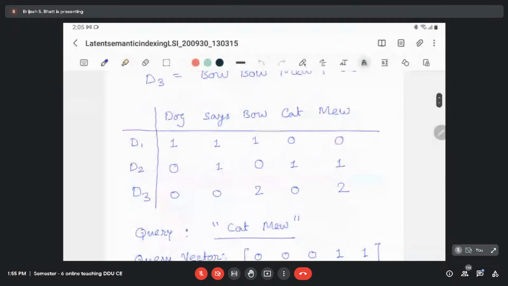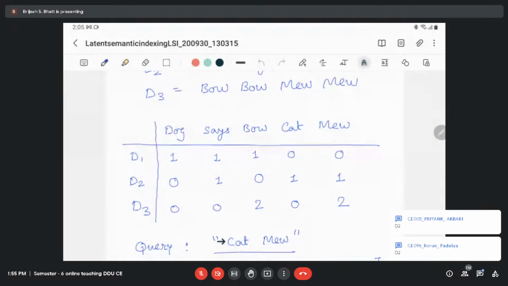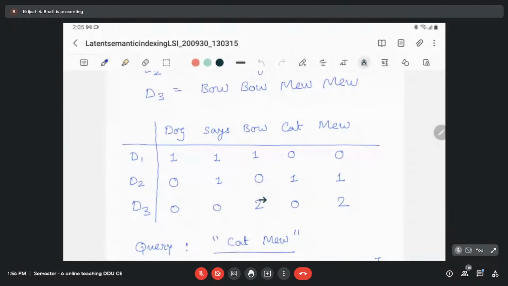Now let us say the query is cat meow. Somebody wants to search for a document that talks about cat meow. So this is the query vector. So which document should be retrieved in first position if the query is cat meow? D2, right? D2 should be retrieved. So how do we do this? Do you know any way to do this?